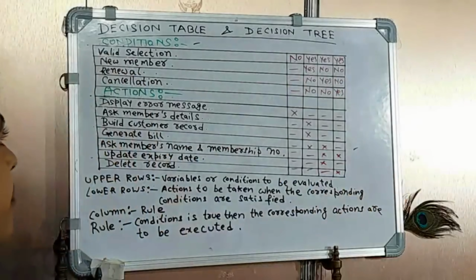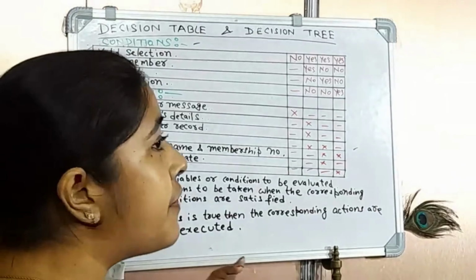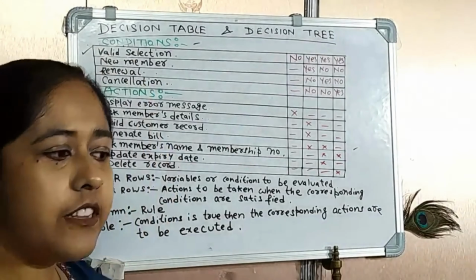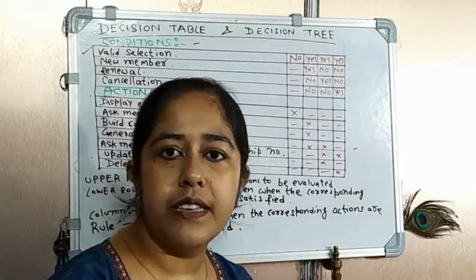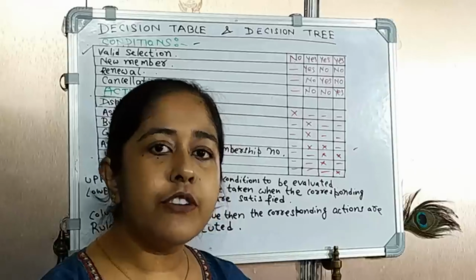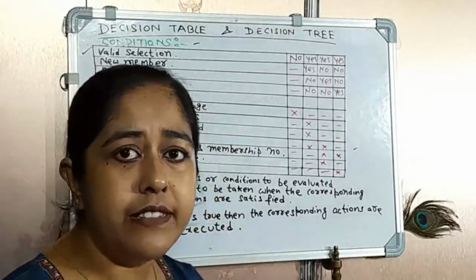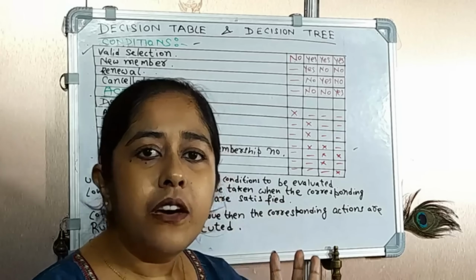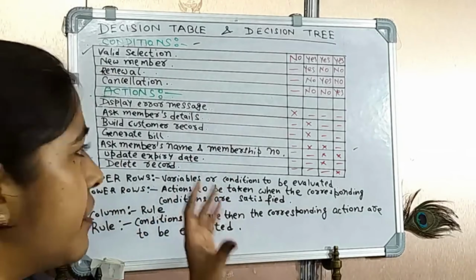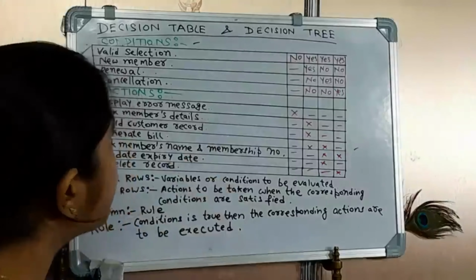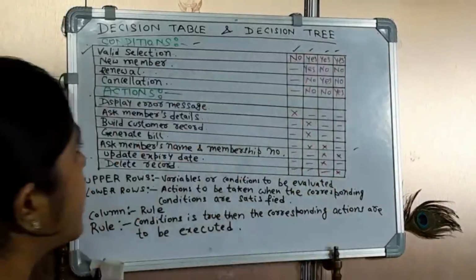So first of all, what are the conditions here? The condition is if a valid selection is made. When the user is giving an input, the first thing checked is whether the particular selection is valid or invalid, whatever he is choosing. Here it says no, yes, yes.